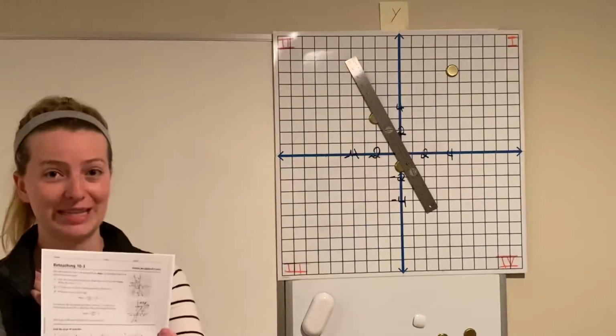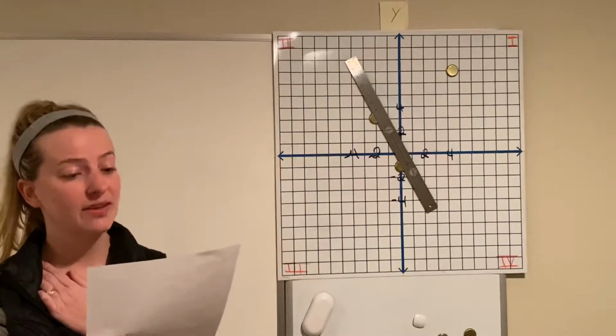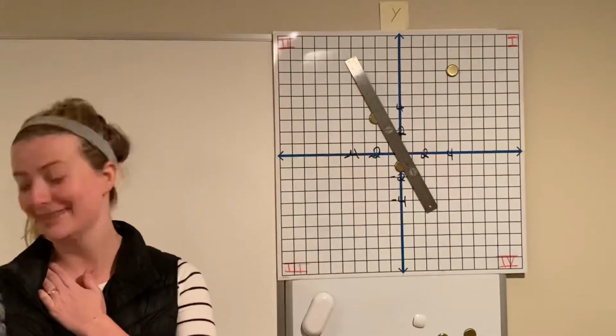So starting with our reteach, it says the steepness of a line is measured by its slope. So how steep a line is, is its slope.